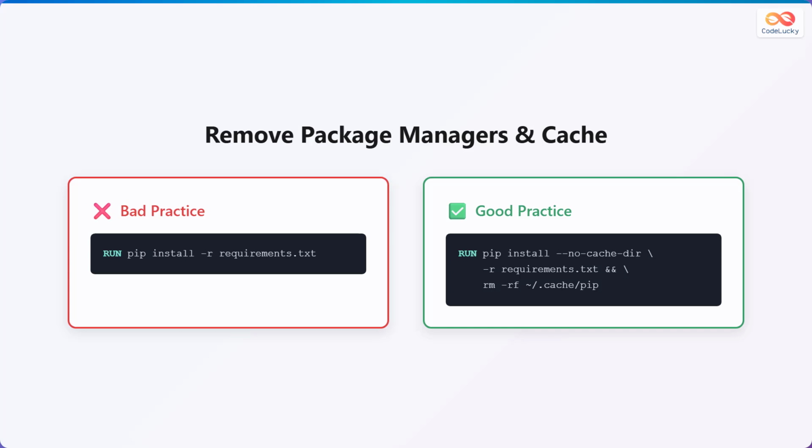Package managers and their associated caches can add unnecessary bloat to your image. After installing packages, remove the package manager's cache to reduce the image size. Use the --no-cache-dir flag while installing dependencies using pip. Then remove the pip cache directory.